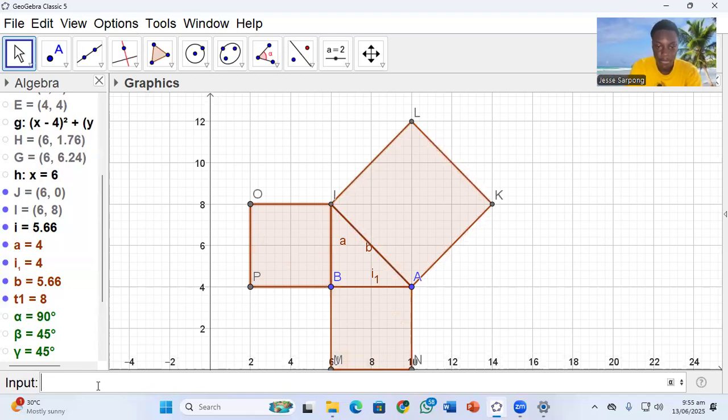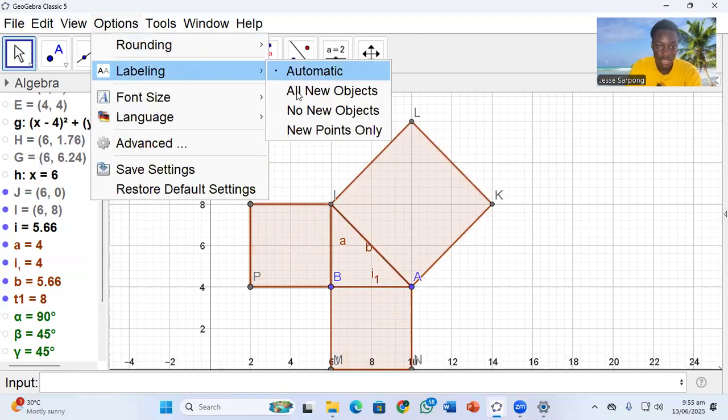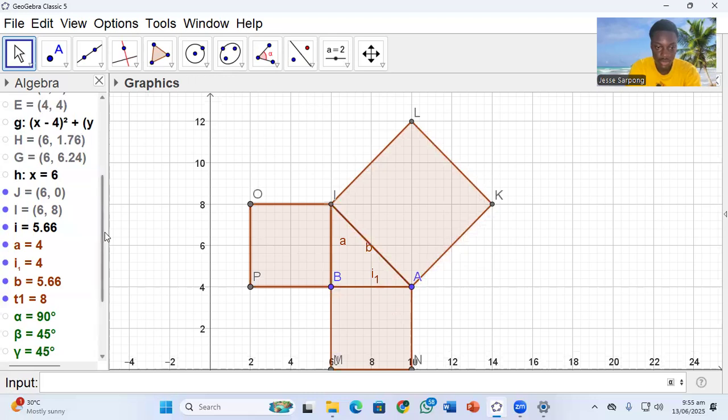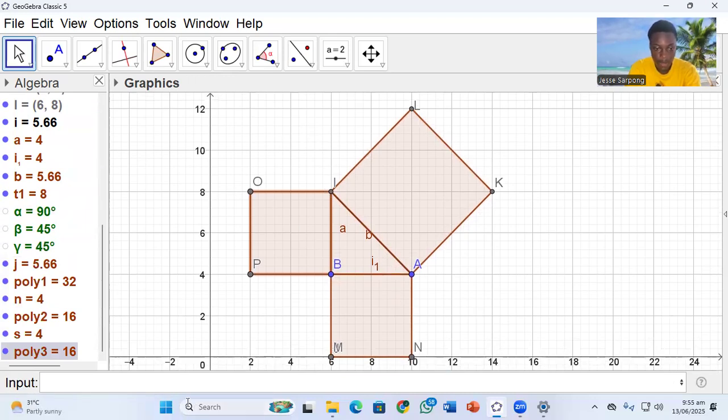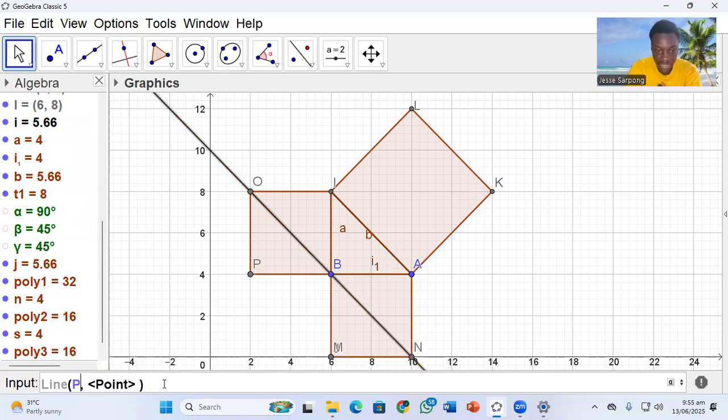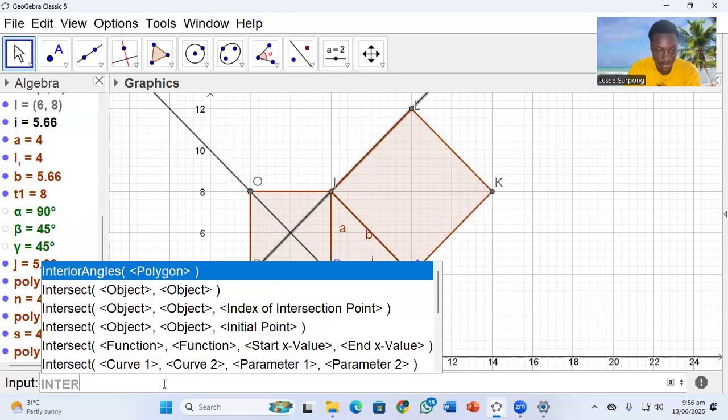So now we have these 4 angles. Now I'll go to my options, labeling, and choose no new objects to help with the visibility, so that the labeling will not be too much across the board. Now I'll construct a line through point O first and point B. This is my first line. I'll get another line through point P and I. These are the two lines I have. Now I'll look for their intersection.